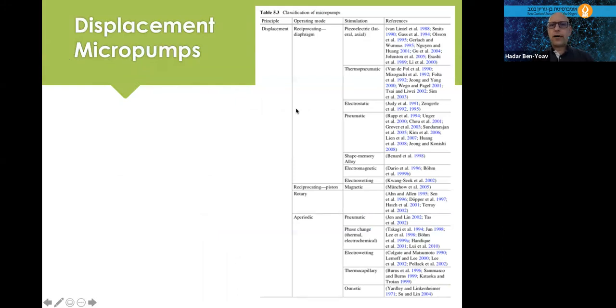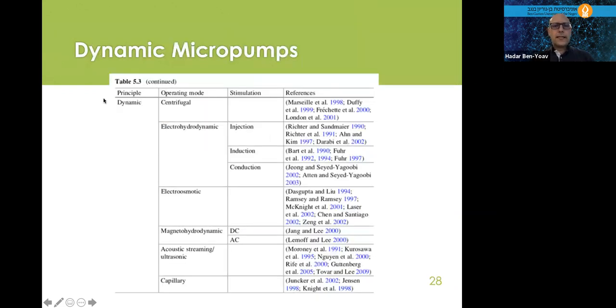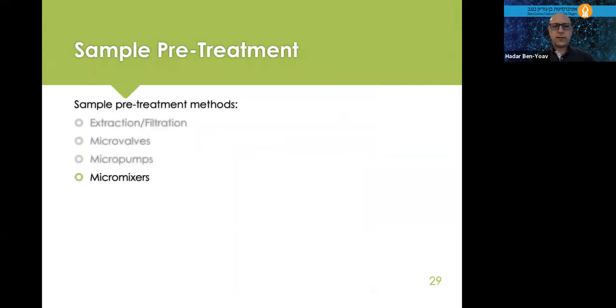Displacement micropumps, here are some examples. And you have the dynamic, more like centrifugal. There's also an example of actually the first micropumps that were done. They were done with centrifugal force. It looks like a compact disc. If you remember, they were like that, those discs. You put a sample in the middle, put some channels outside, and it circulates and allows the fluid to flow from one area to another. Electroosmotic, we're also going to discuss later during the microfluidics.